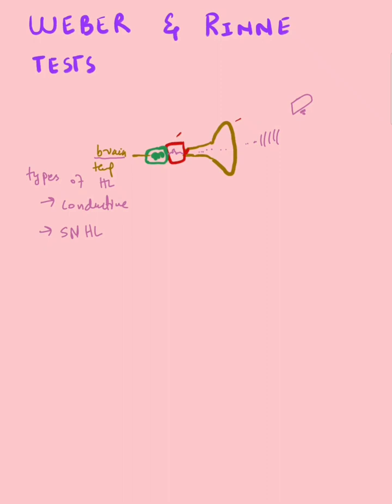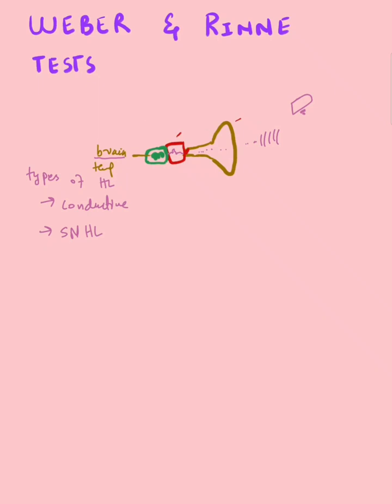So then let's talk about conductive hearing loss. Conductive hearing loss occurs when there is anything that gets in the way of this whole process of conduction through the external auditory canal and through the middle ear, but not the internal ear. The internal ear is a separate thing.